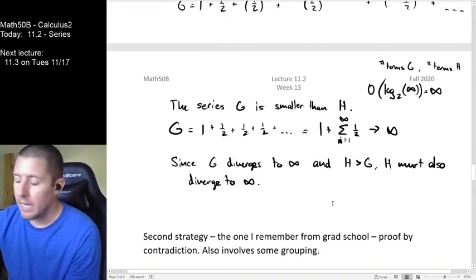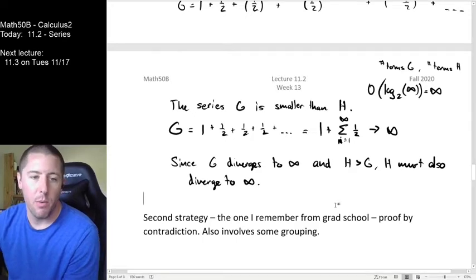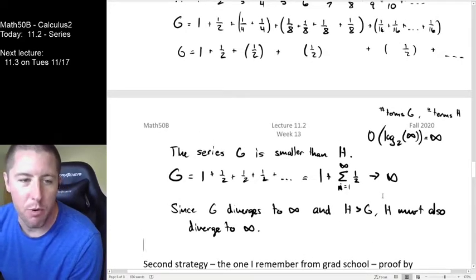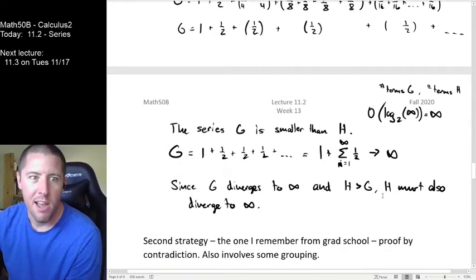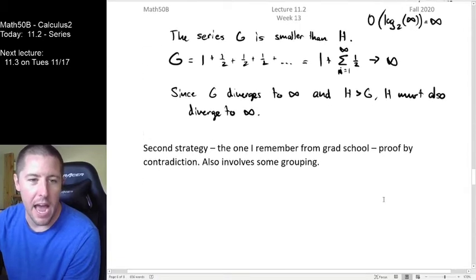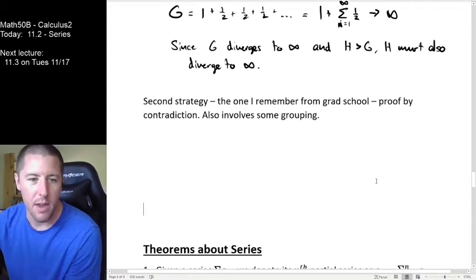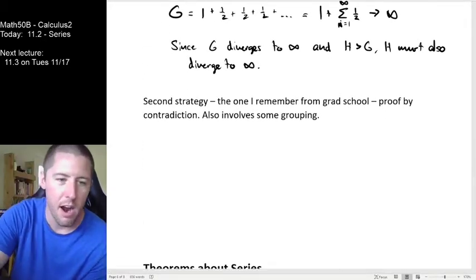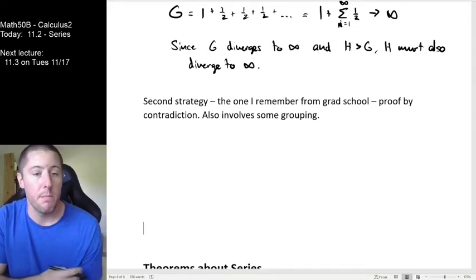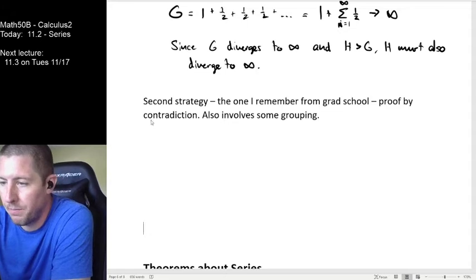So I want to show you a second strategy, and this is the one that I remember when I get asked at a bar at midnight, hey man, can you prove the harmonic series diverges? And I'm like, crap, I think I can. Give me a napkin and a pen. This is the one that I actually write down late at night when I'm reaching for a harmonic series divergence proof, and this is going to be a proof by contradiction.